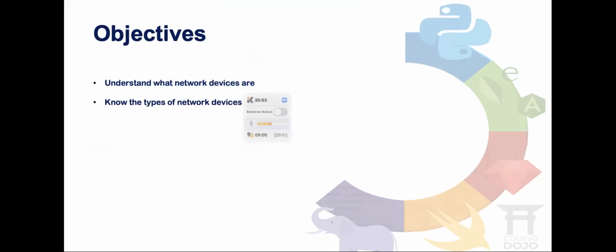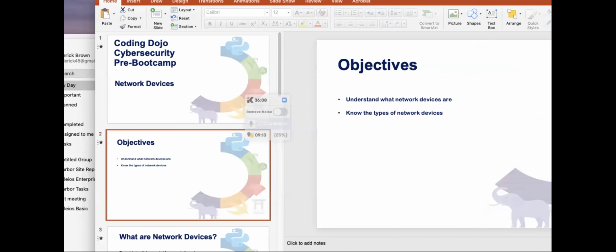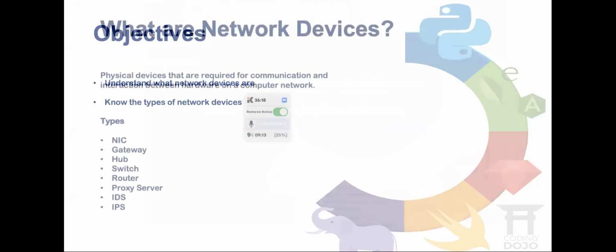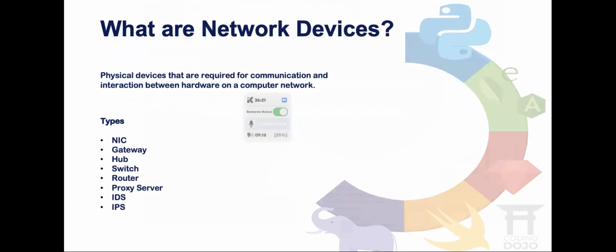The objectives are to understand what network devices are, and also know the types of network devices. All right. So network devices are physical devices that are required for communication and interaction between hardware on a computer.